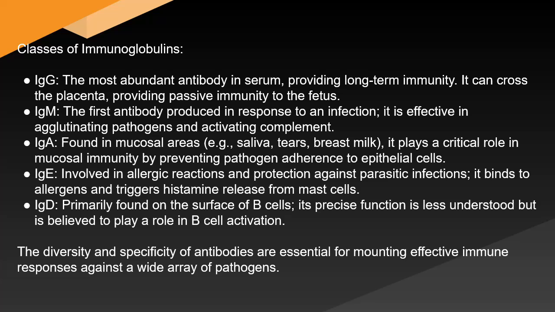IgA: found in mucosal areas, e.g. saliva, tears, breast milk. It plays a critical role in mucosal immunity by preventing pathogen adherence to epithelial cells. IgE: involved in allergic reactions and protection against parasitic infections.